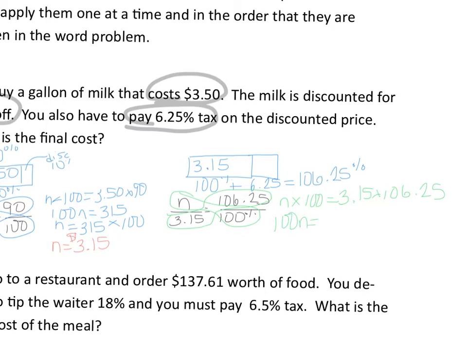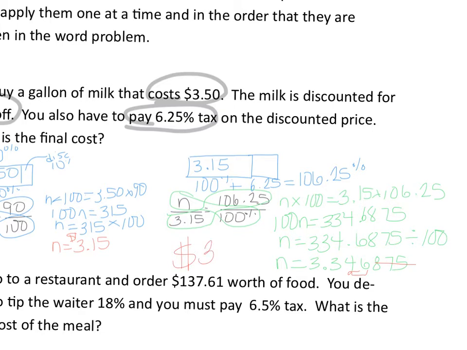Equals 334.6875, which we then divide. We don't care about the 875. All we need to worry about is the fact that that 6 is going to make that 4 go up. So our final answer is $3.35 for our milk after the discount and the tax.